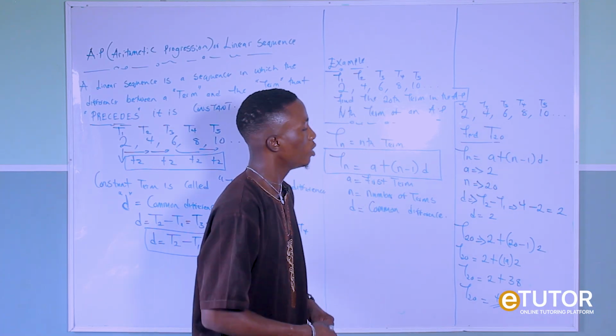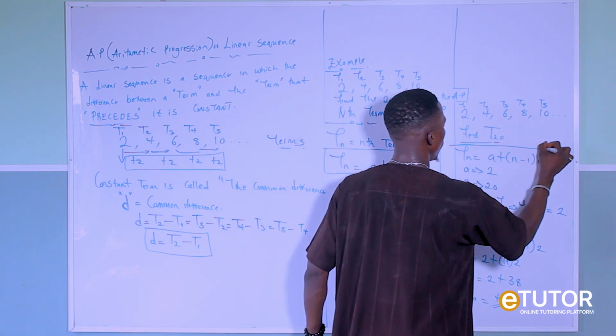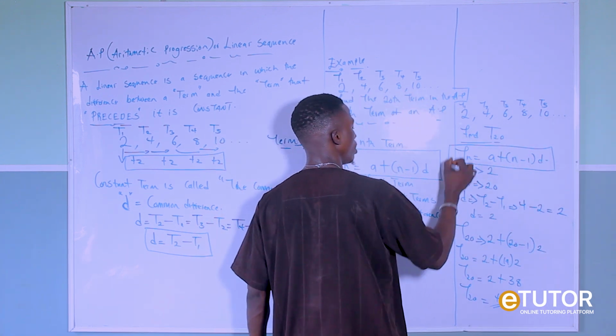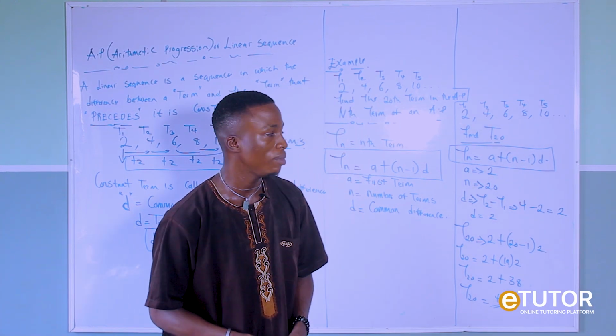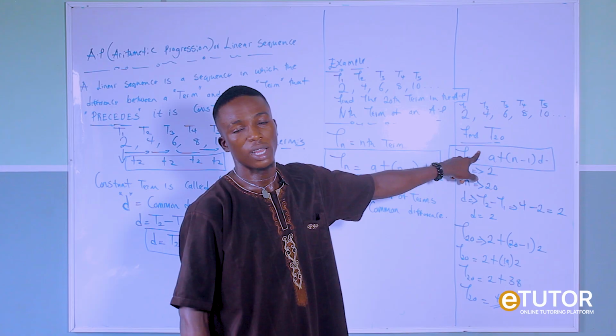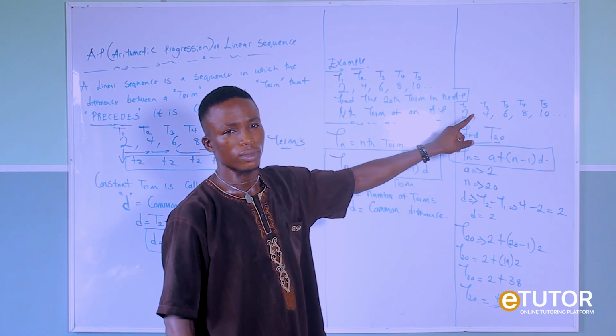So that is how you use the nth term. This formula can be used to find any given term in an AP, be it the 100th term or the 1000th term. You employ this formula as long as it is an AP.